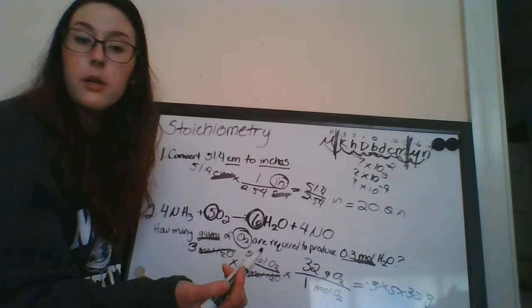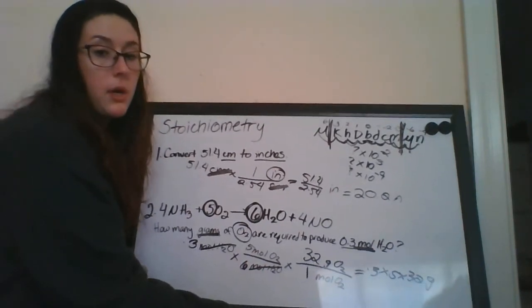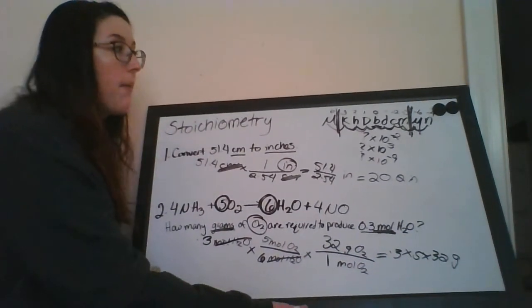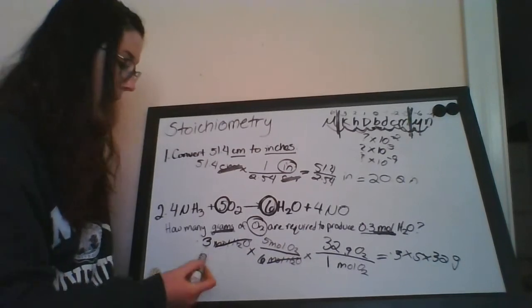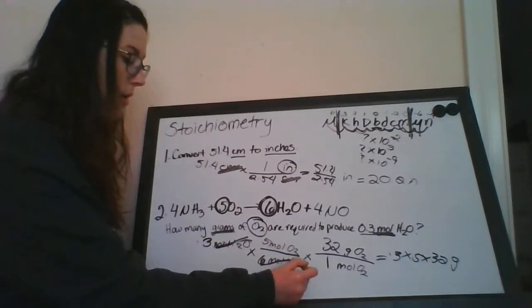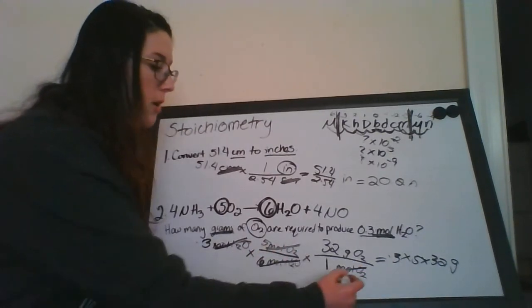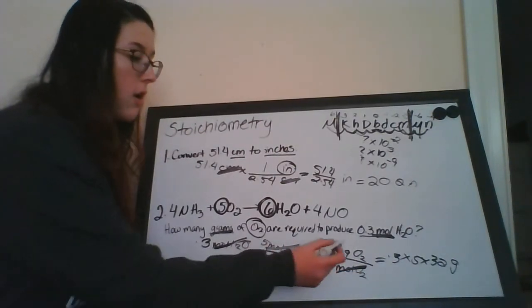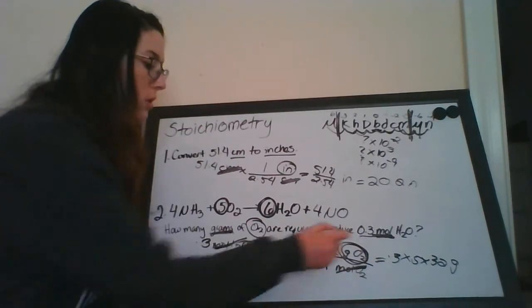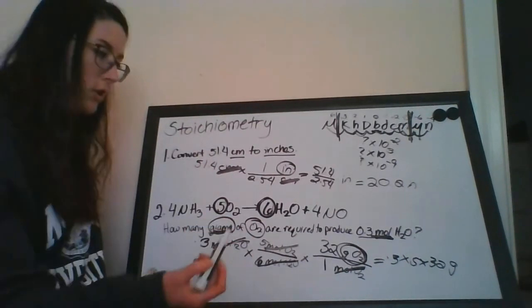I don't have a calculator, so I'm not going to be able to do it, but that's the gist. So you've got moles of H2O crossed out there because they're opposite from each other, moles of O2 crossed out here because they're opposite each other, and all you're left with is grams of O2, which is what we were solving for in the first place.